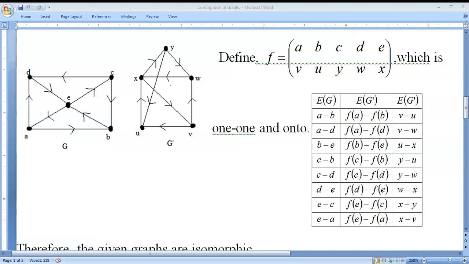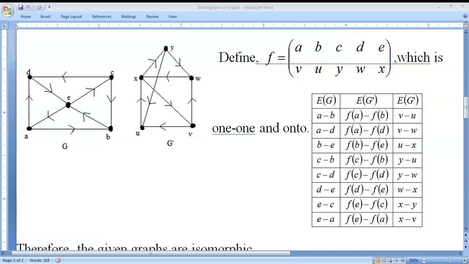Okay, if you take vertex B, the in degree is 2 and out degree is 1. The reason is two edges are directed towards B and one edge is directed away from B. If you take vertex C, the in degree is 1 and out degree is 2. If you take vertex D, then the in degree is 2, out degree is 1. And if you take vertex E, the in degree is 2 and out degree is 2.